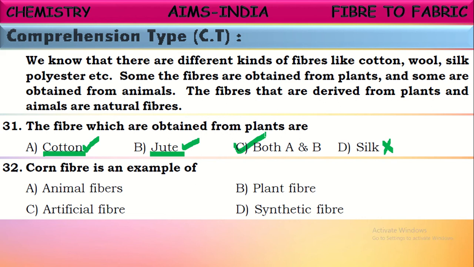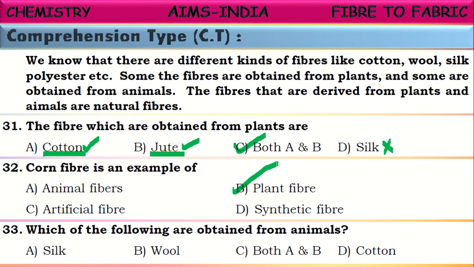Yes, corn fiber is obtained from corn plants. So it is having plant resource. So it comes under plant fiber. Okay, corn fiber is plant fiber because it is derived from the corn plants.